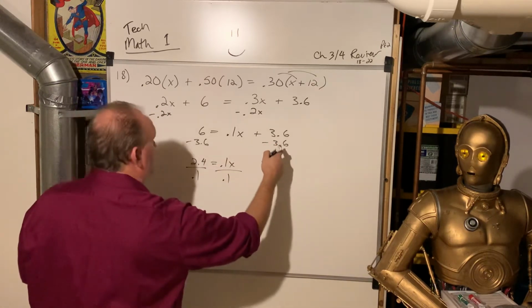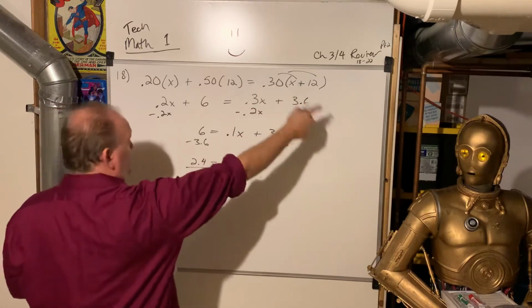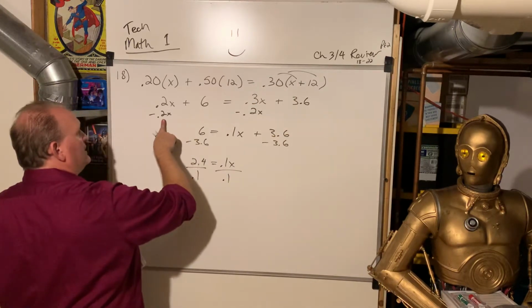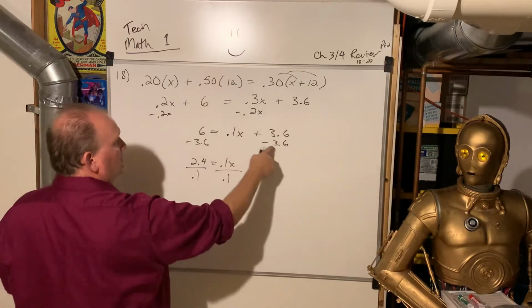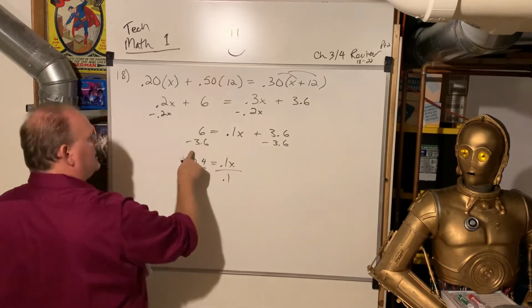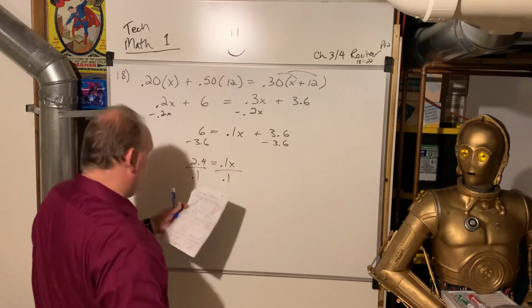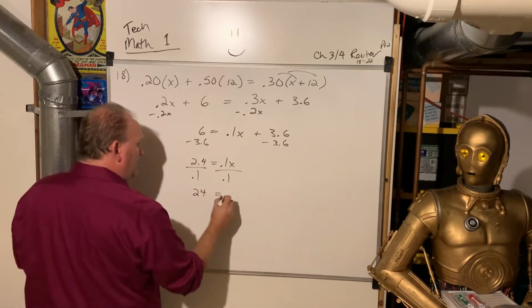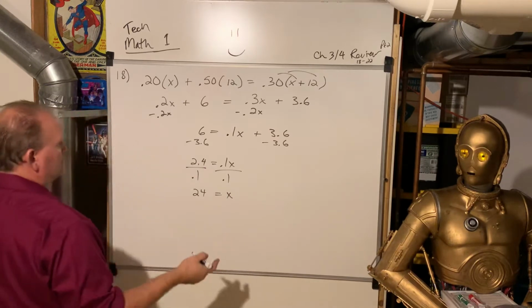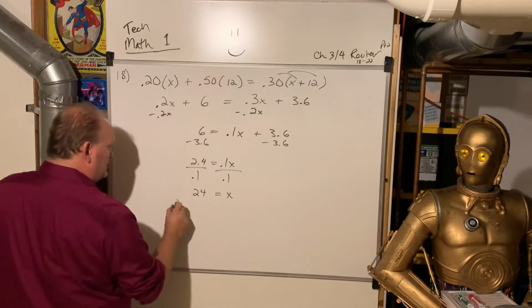So we did the distributive property. We moved the variables over to the right side, got 0.1x. We moved the 3.6 over to the left side. We got 2.4, and we divided by 0.1. That's 24. And that's going to be liters of the 20% solution.